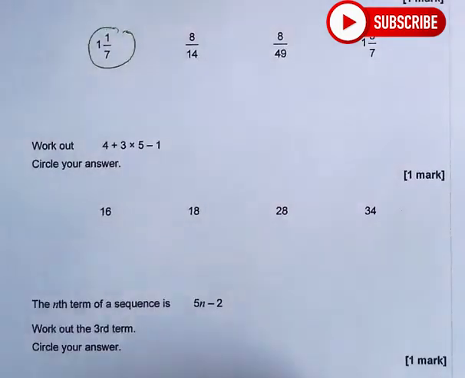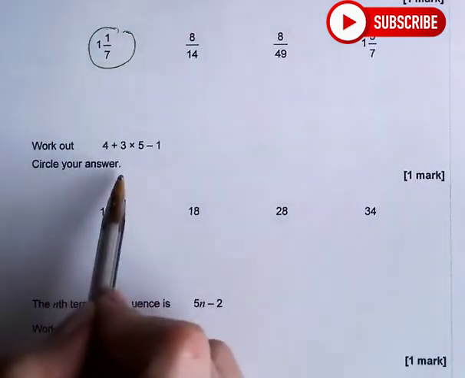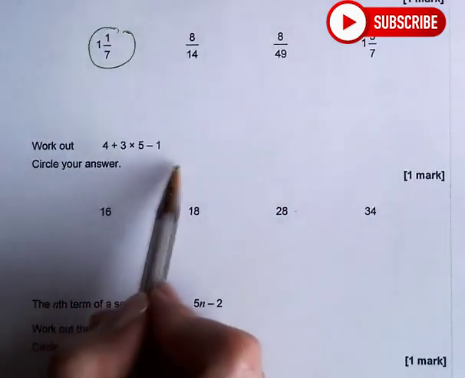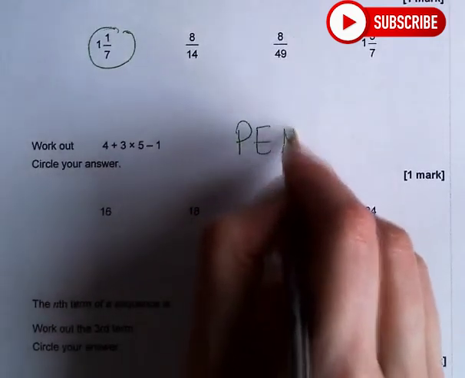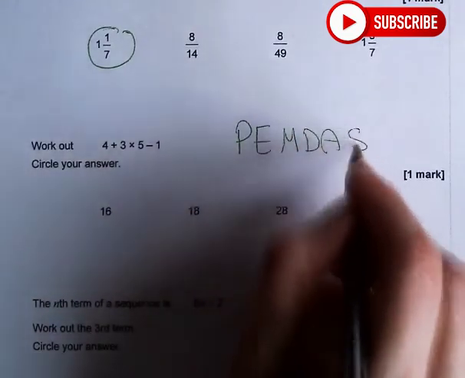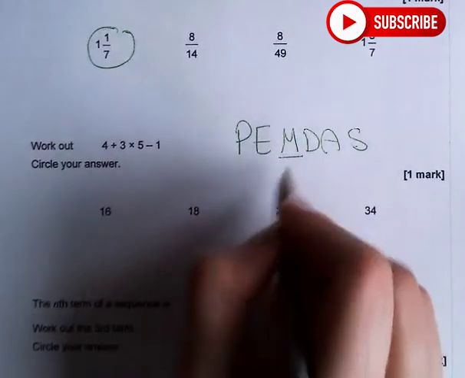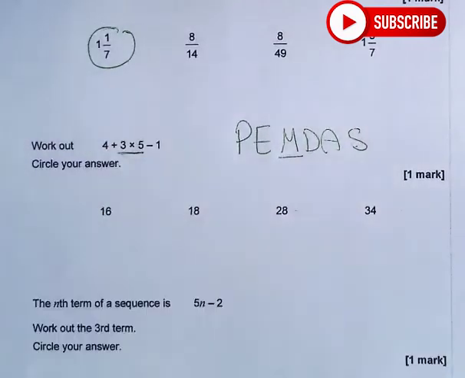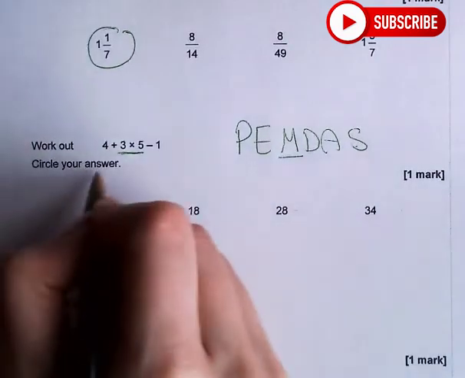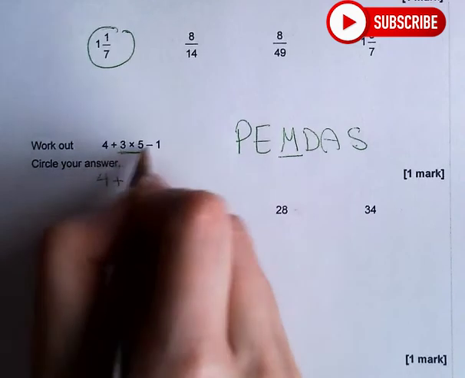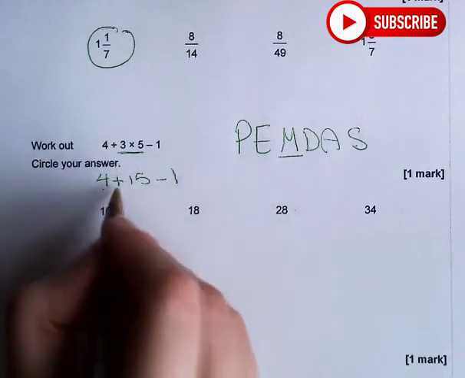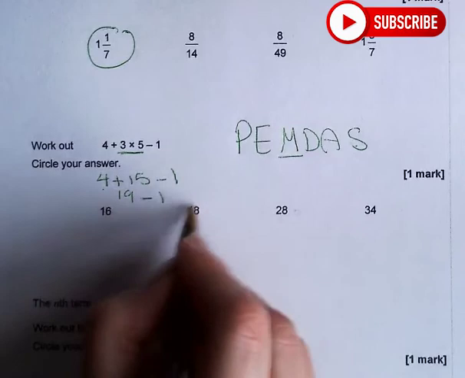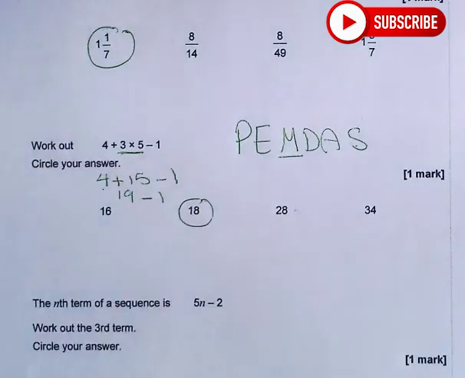For the second one, we need to work out 4 plus 3 times 5 minus 1. We need to use PEMDAS, which means multiplication is coming first. So this is going to be 4 plus 3 times 5 is 15 minus 1, and then 4 plus 15 equals 19 minus 1 equals 18.